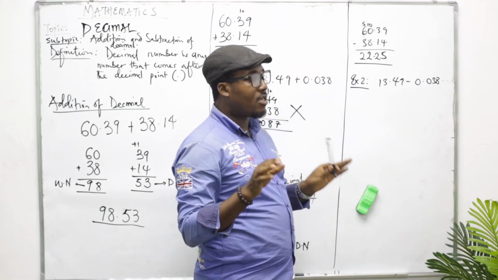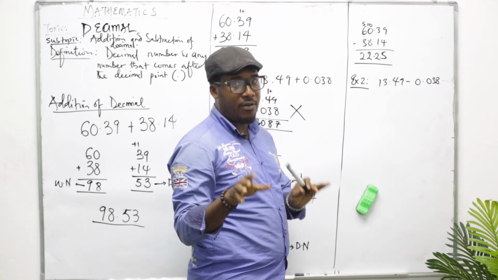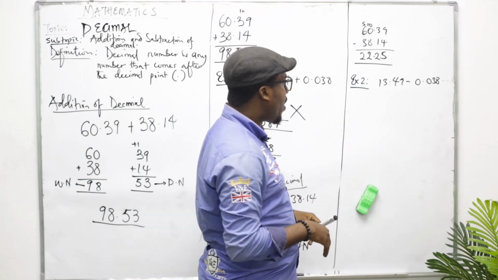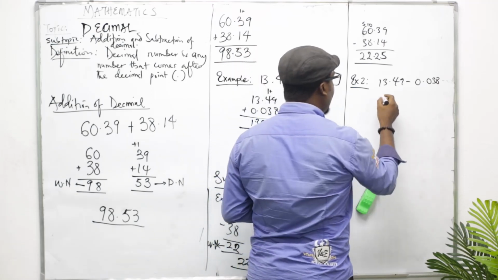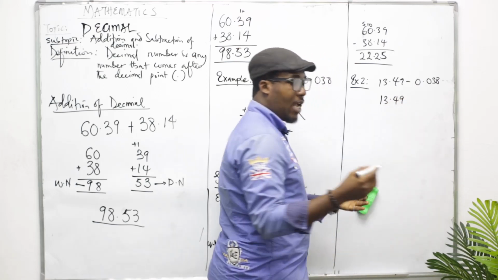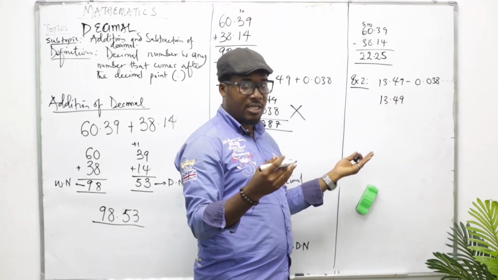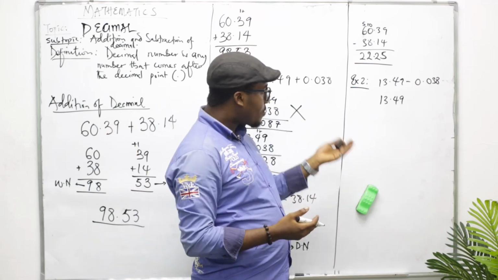Again, like I said, in subtraction, attention to detail is very, very important. Now you have 13.49 minus 0.038. You must put it correctly. Put your 13.49. Start again, like I said, I'm just writing it this way. You can start from the right to the left.